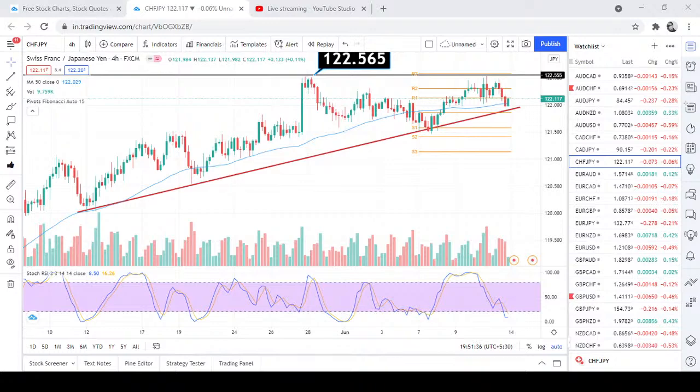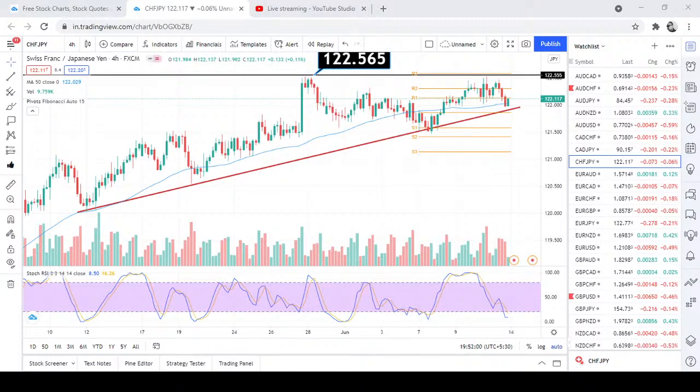We can see that the stochastic RSI is also in our favor because it is in the oversold zone. So let the market open on Monday and see what the price does. If you see the market taking support at this particular price level, and if you see the stochastic RSI also going up like this, then you can go for a buy order.